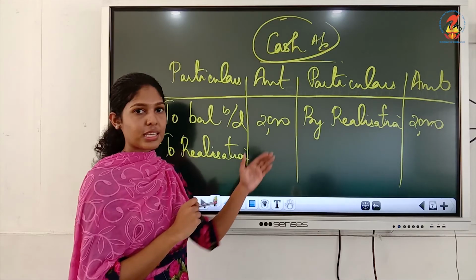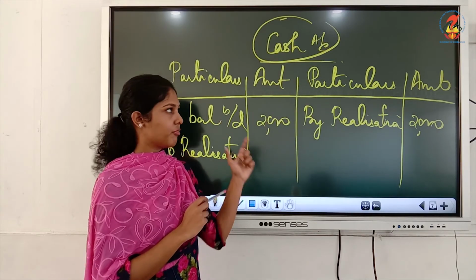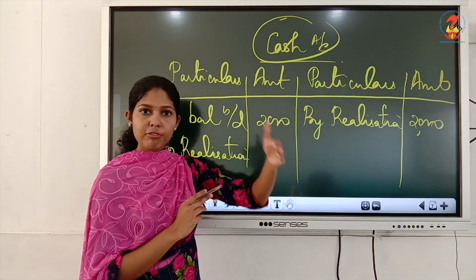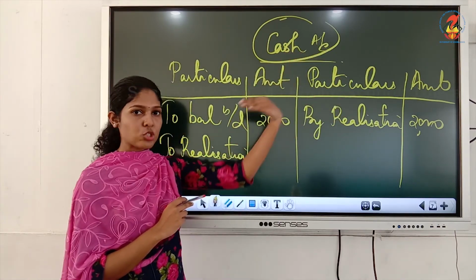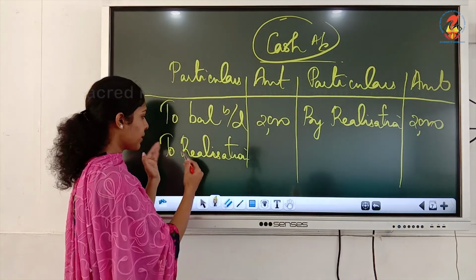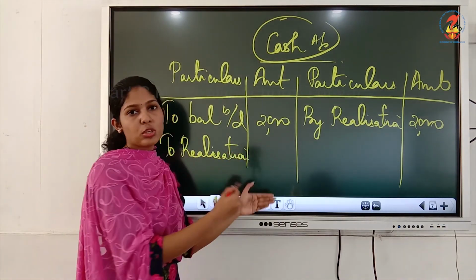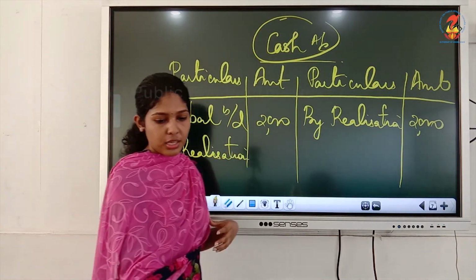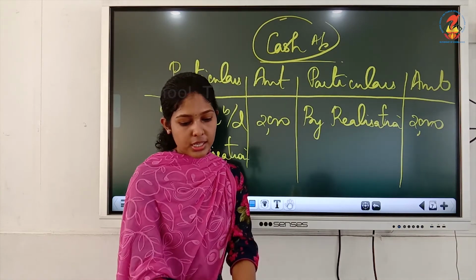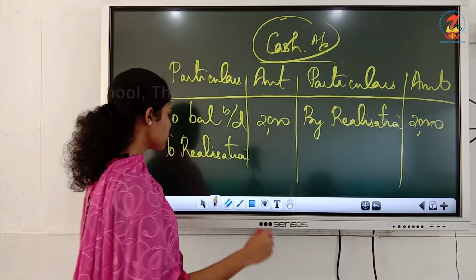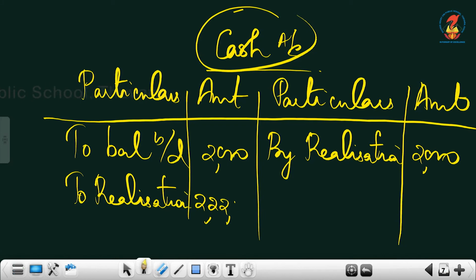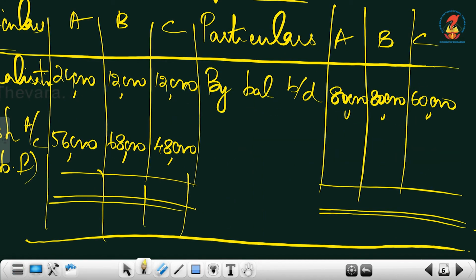Now I am just writing the total of those figures which we have written as by cash. If you want, you just take each and every figure and write. You just copy paste to realization. Individually you write. That's also correct. So here the total amounts to 2,22,000. Then with that your realization is over.